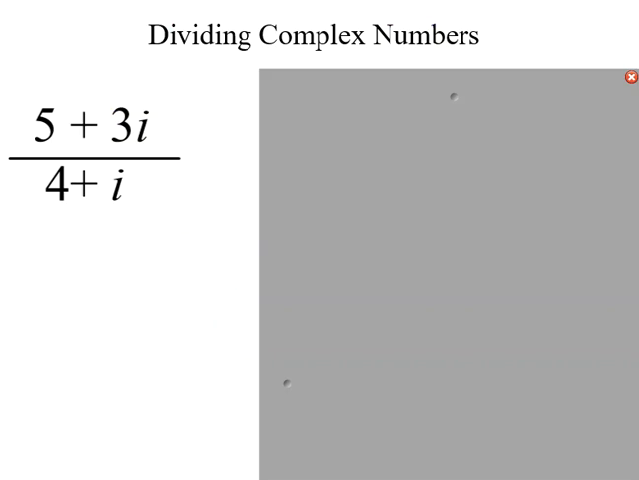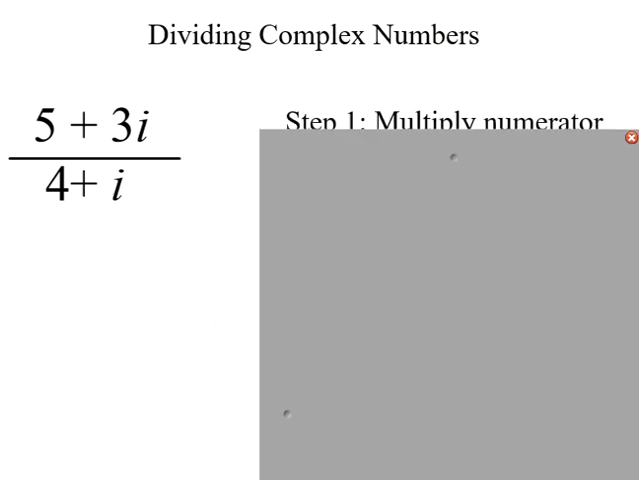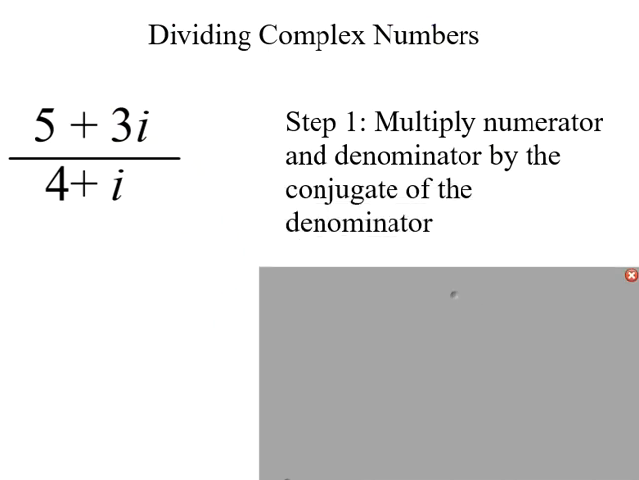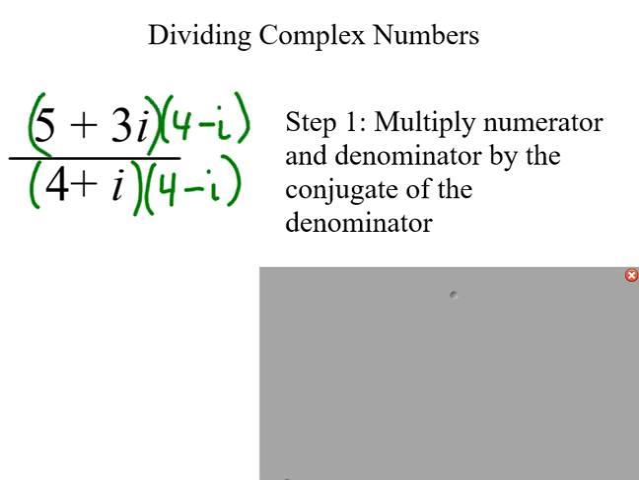One more operation that we can do on complex numbers, and that's dividing complex numbers. When we divide complex numbers, we want to multiply the numerator and the denominator by the conjugate of the denominator. When I say conjugate of the denominator, it's going to look very similar, but instead of having an addition sign, it's going to have a subtraction sign. So it has the same number pieces, but has the opposite sign in between them. This is going to create a real number on the denominator when we multiply.